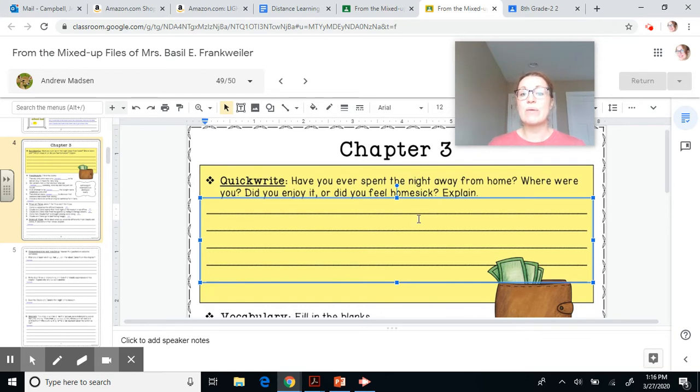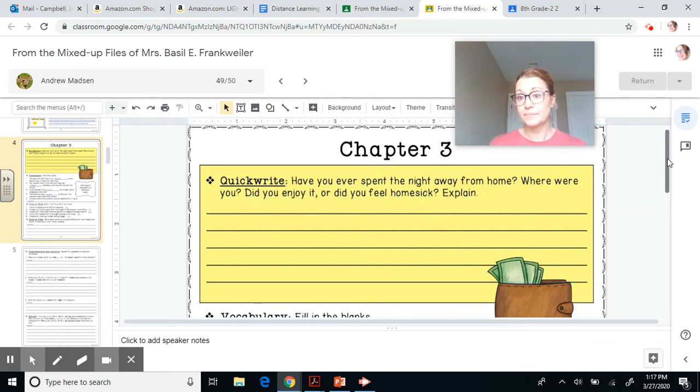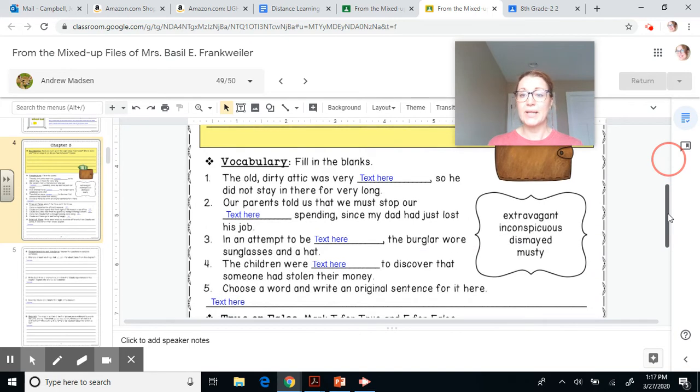So this says, have you ever spent a night away from home? No yes or no answers are allowed. So: yes, I've spent the night away from home, period. Where were you? I stayed at my grandparents' house. They live in Hurley. Did you enjoy it or did you feel homesick, and explain? So I have 1, 2, 3, 4 questions I need to address here before moving on. Part 2, fill in the blank.